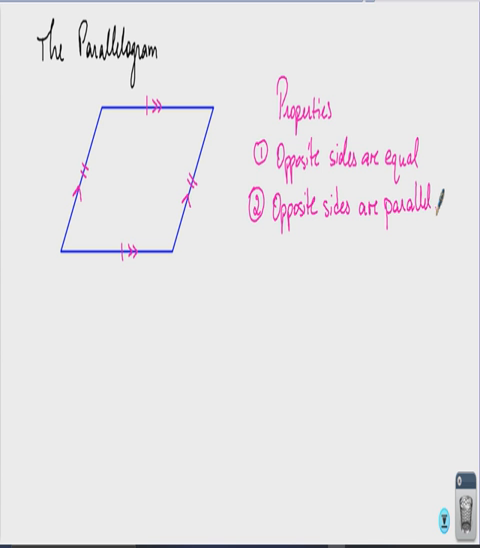Now property number 3. Property number 3 is about diagonals. In fact, diagonals bisect each other. They are not equal this time, okay? In fact, I'm going to draw the diagonals.